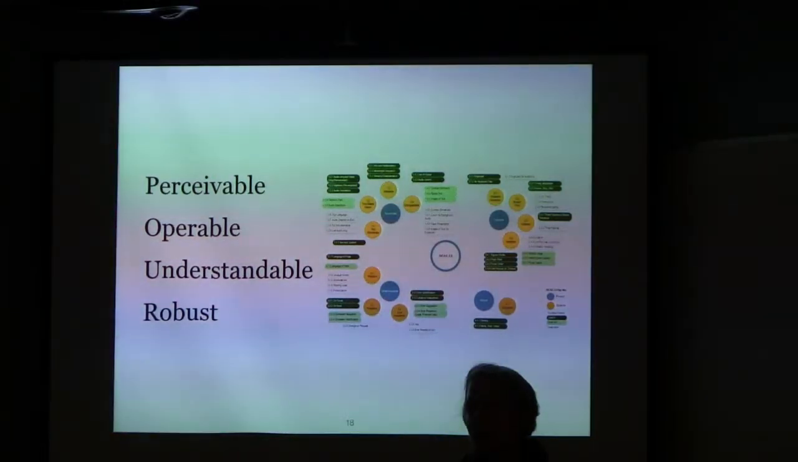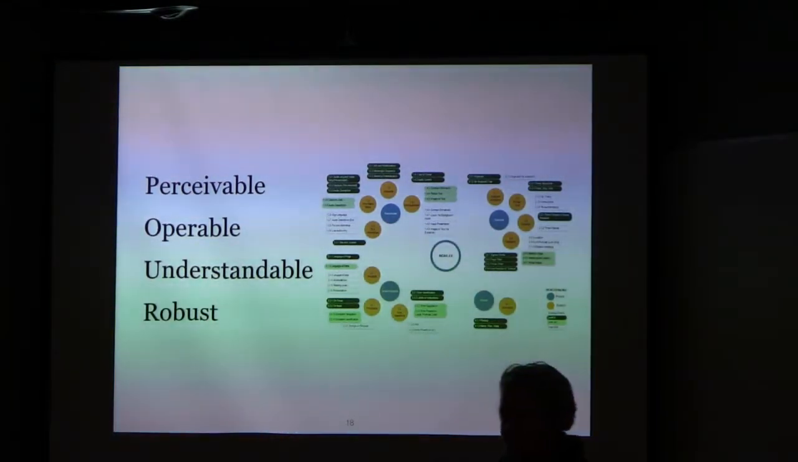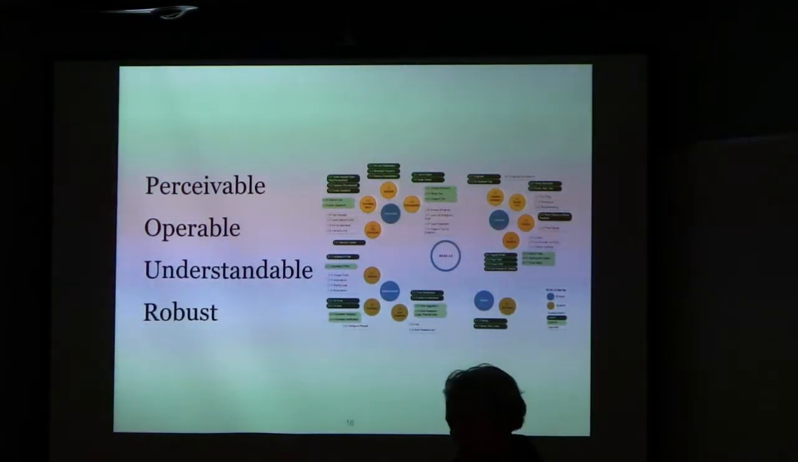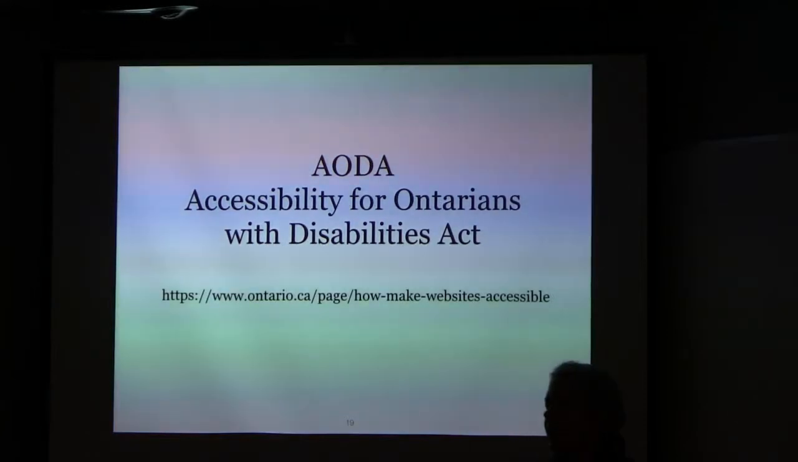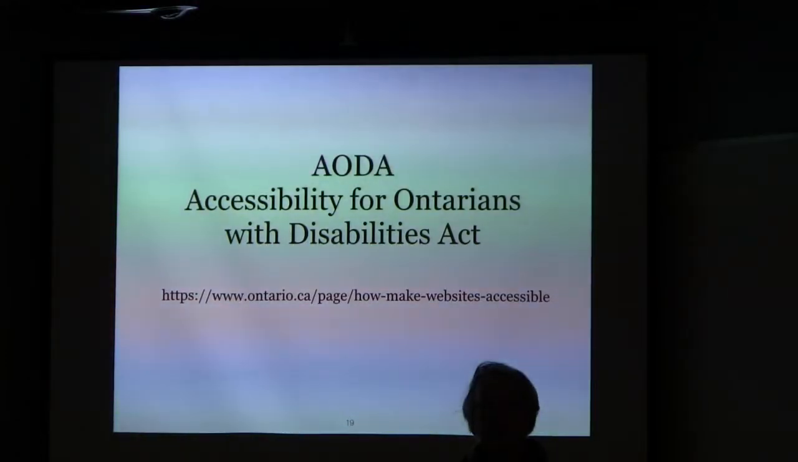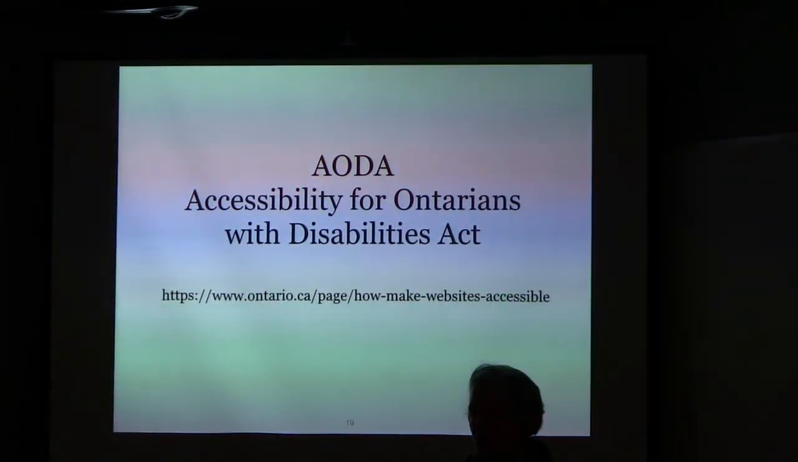And WCAG provides detailed guidelines and success criteria. And there is a lot to learn, but the basics are those 4 points. Now, the AODA, the Accessibility for Ontarians with Disabilities Act, is Ontario's legislation that refers to WCAG. And WCAG 2.0 Level A has been in force since 2014. This is in place in Ontario now.